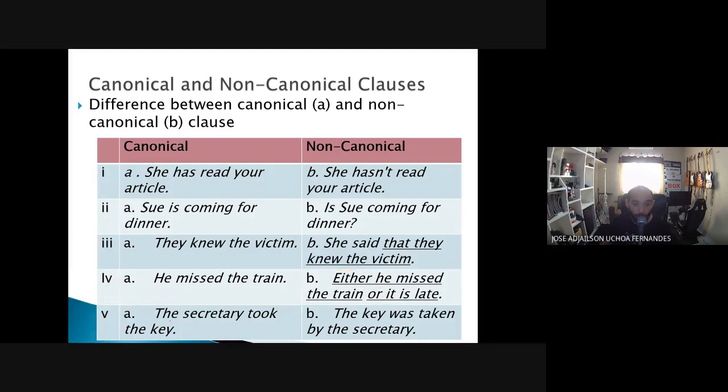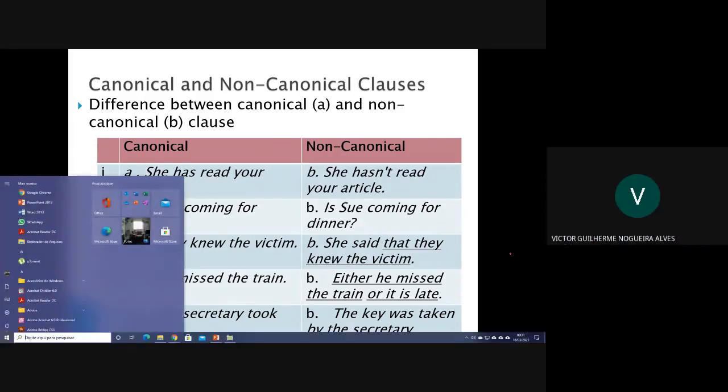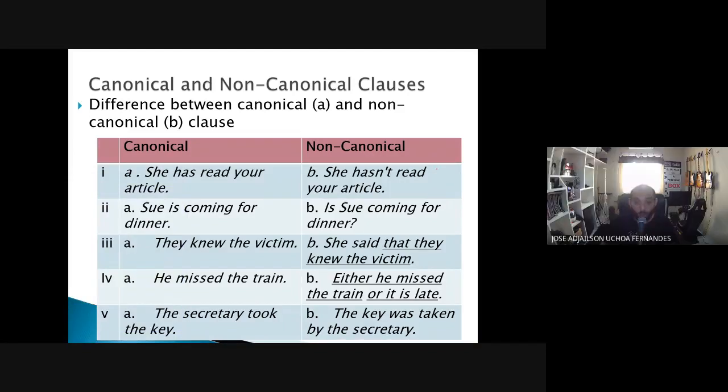And the last one, the secretary took the key. And in B, the key was taken by the secretary. What is the difference? One is in active voice and one is passive. So canonical clauses are never passive. They are always active. Most of these are dichotomies, the dichotomy between positive and negative, or positive and interrogative. In this case, it's not a dichotomy, it's a trichotomy. The dichotomy between reported and direct speech. The dichotomy between coordinated and subordinated and non-subordinate clauses. And the dichotomy between passive and active.